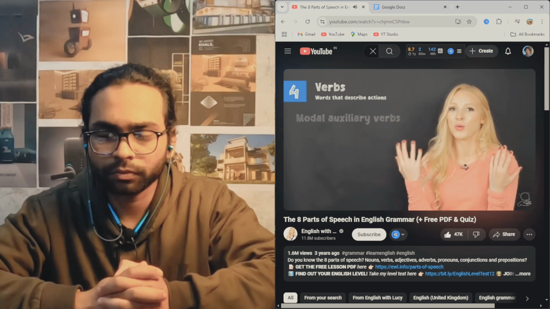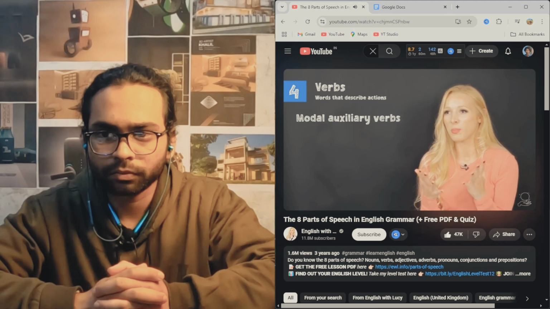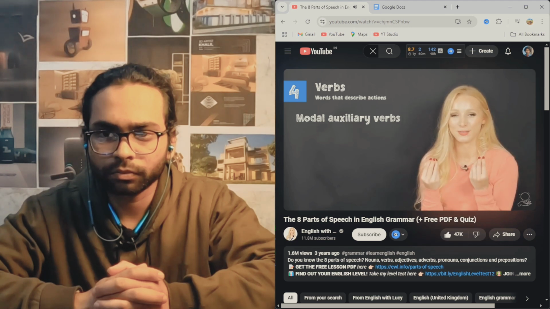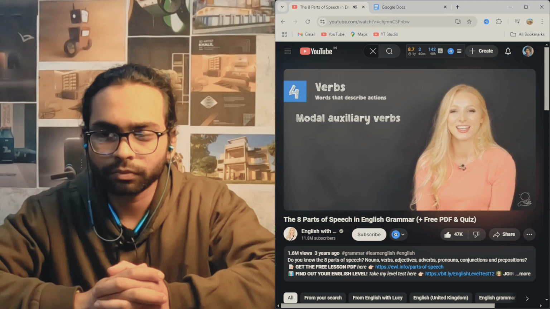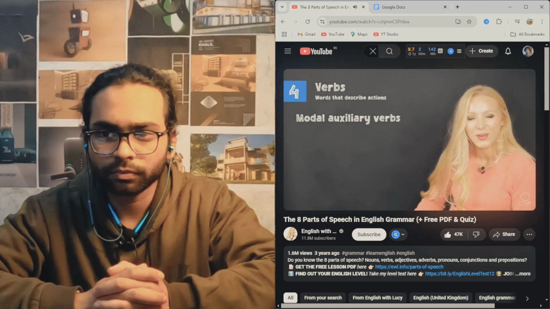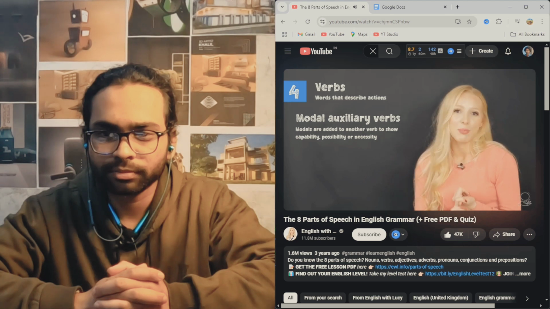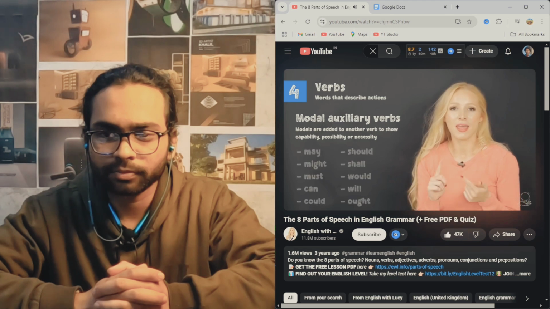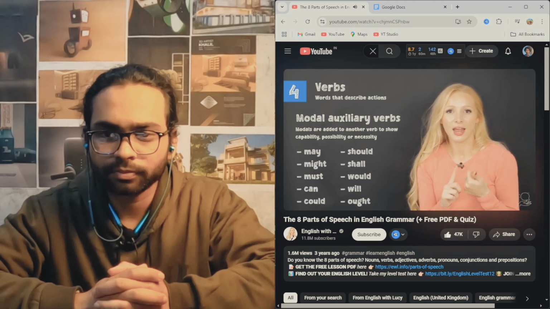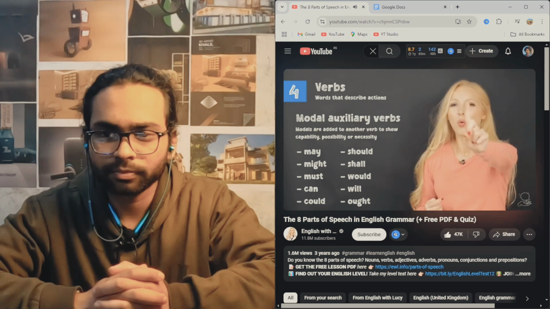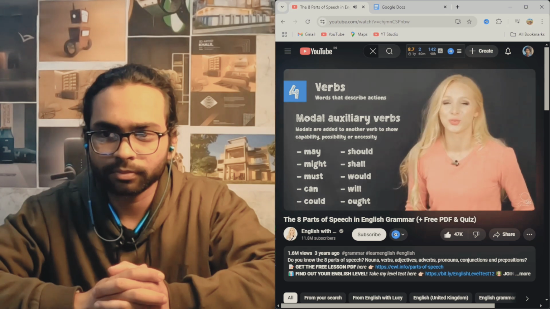We also have modal auxiliary verbs, commonly called modals or modal verbs. These are a big pain point for many students learning English because they're so annoying. They are annoying. Modals are added to another verb to show capability or possibility or necessity as well. Common examples are may, might, must, can, could, should and shall, and would and will. Ought is also an important one too.